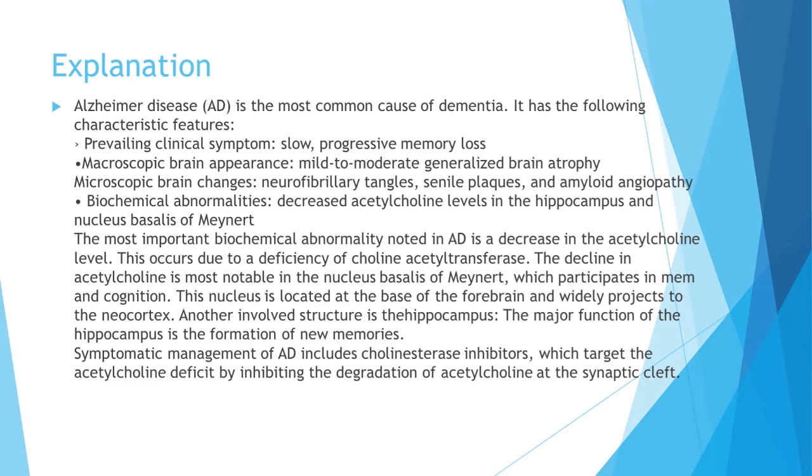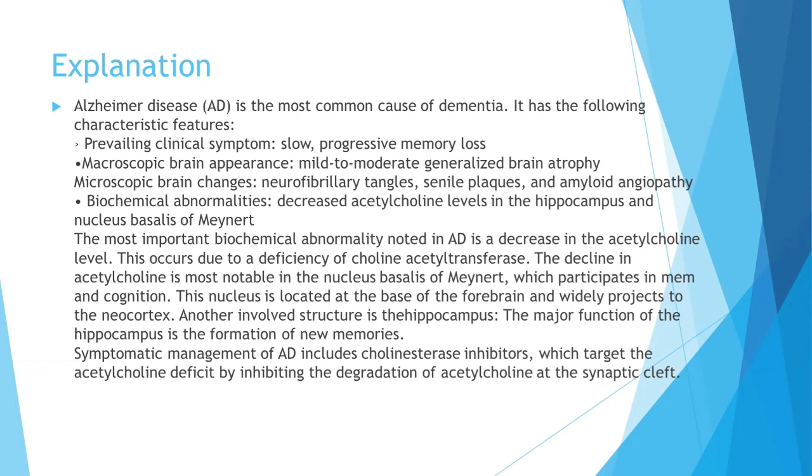Some other biochemical abnormalities, like decreased acetylcholine levels in the hippocampus and nucleus basalis of Meynert. The most important biochemical abnormality noted in Alzheimer's disease is a decrease in the acetylcholine level, and this occurs due to a deficiency of choline acetyltransferase. The decline in acetylcholine is most notable in the nucleus basalis of Meynert, which participates in memory and cognition. This nucleus is located in the base of the forebrain and widely projects to the neocortex. Another involved structure is the hippocampus, which is the major structure for the formation of new memories.